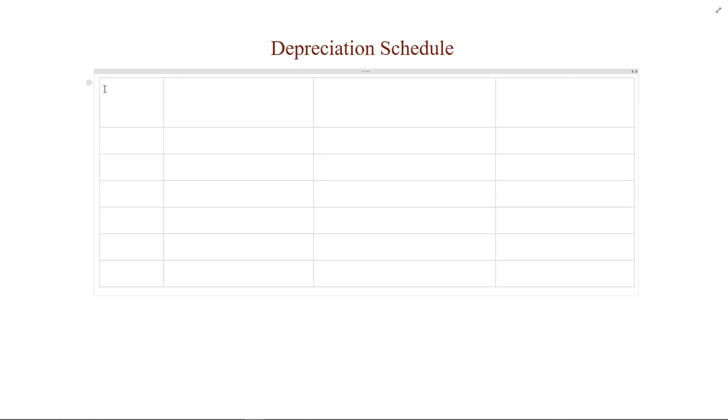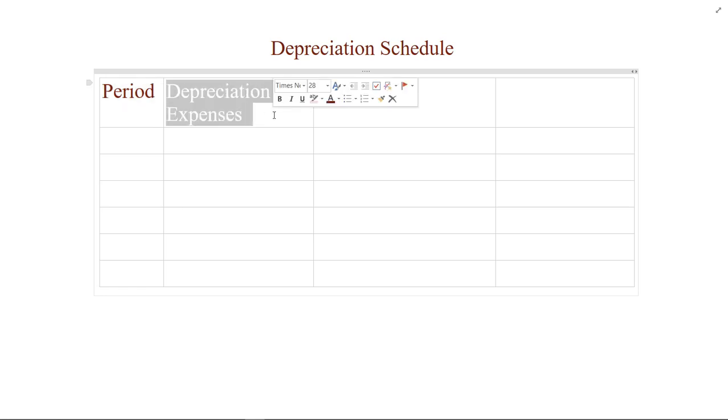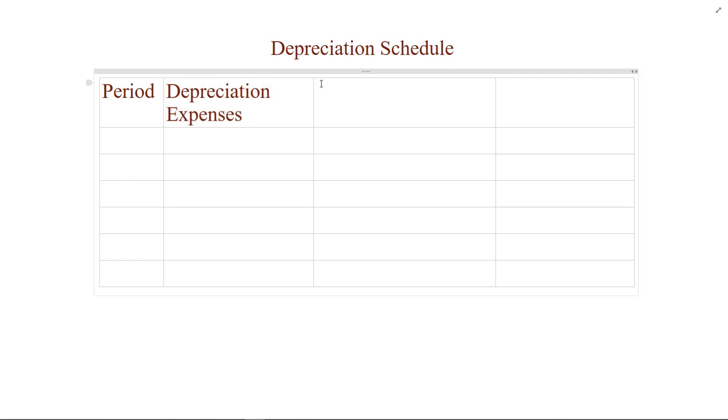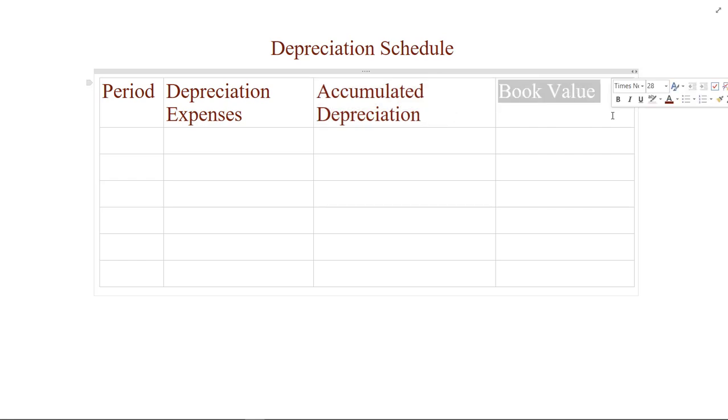The first column is the column for the period, it means how many periods we have. The second column is for depreciation expenses. The next column is for accumulated depreciation. And the last column is for book value. Now students, what is a period? Period is the different years: year 1, year 2, year 3, year 4, year 5, whatever it is.